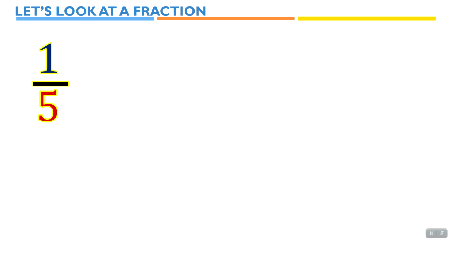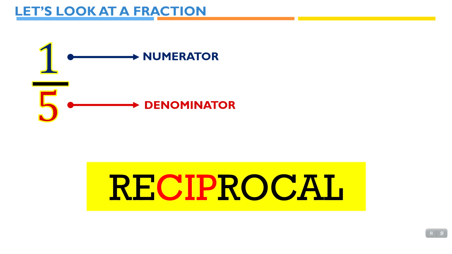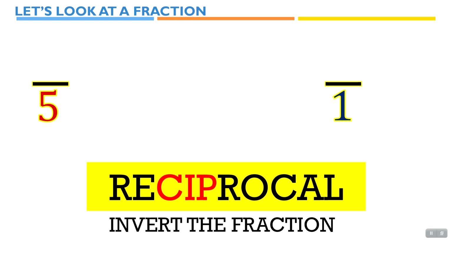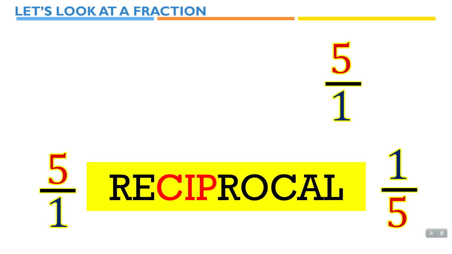Let's look at another one. 1 over 5, a proper fraction. The 1 is the numerator and the 5 is the denominator. To find the reciprocal, we invert the fraction. Again, inverting the fraction is just another way of saying switching places with the denominator and the numerator. So the 1, which is the numerator, becomes the denominator, and the 5 now becomes the numerator. 5 over 1 is now the reciprocal of 1 over 5.